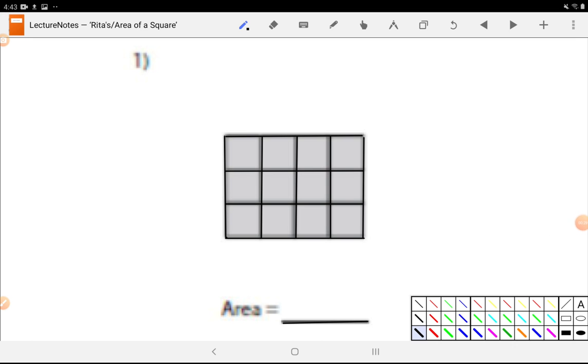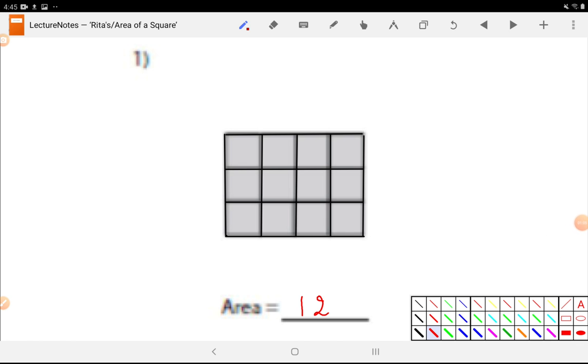In order for us to find the area of this rectangle using the counting method, we're going to simply write in, using a thin color, 1, 2, 3, 4, 5, 6, 7, 8, 9, 10, 11, and 12 squares. So the area of this rectangle is 12. Let me use the red. That is 12 because we counted it as 12.